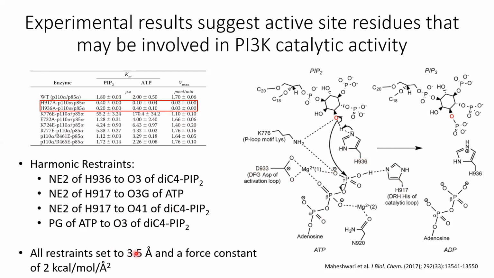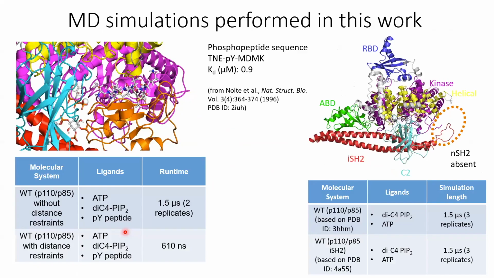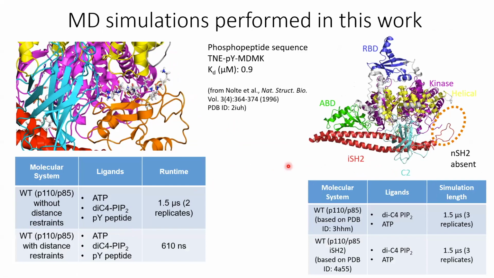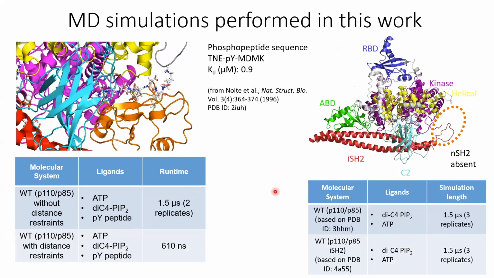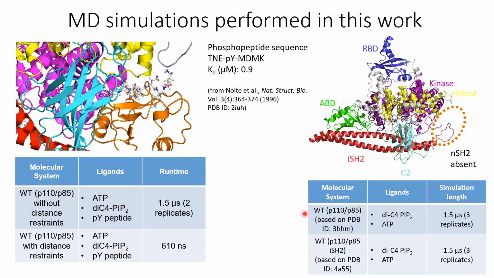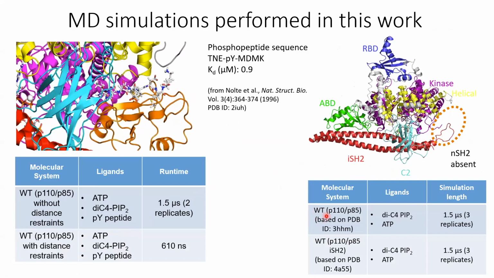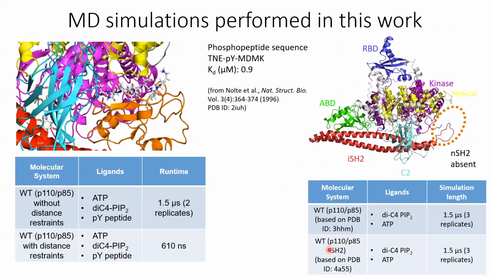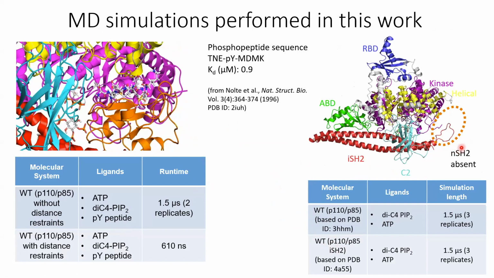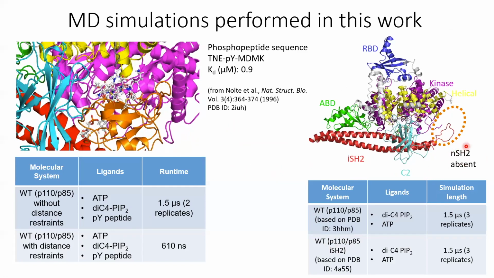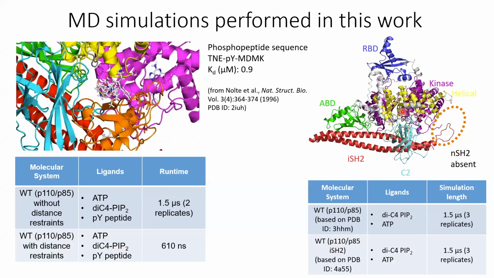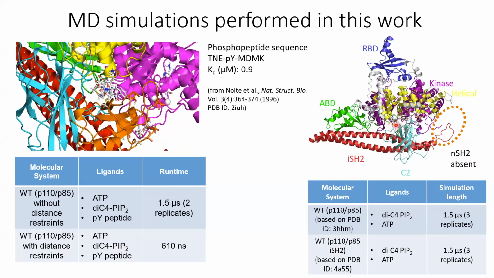And I set these restraints at 3.5 angstroms and a force constant of 2 kcal per mole per angstrom squared. So in this work today, I'll be telling you about several simulations that I performed. One is a set of simulations that I performed on the wild type system. Another one is a set of simulations I performed in which the NSH2 domain is removed. And this set of conditions is meant to mimic the activated state of the enzyme.